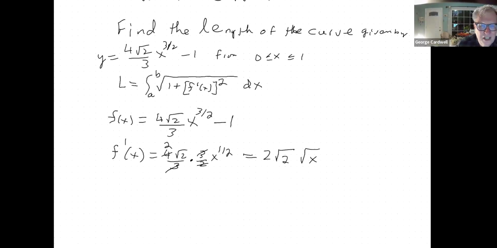So I could rewrite this as 2 root 2x. Okay. So that's f prime x. What does the formula tell me to do with f prime x?